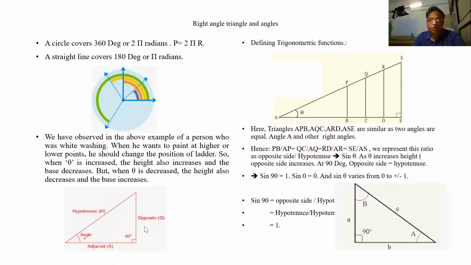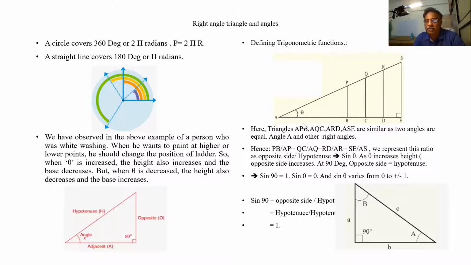So this ratio is vertical by hypotenuse. PB is vertical, by hypotenuse. Again, QC is vertical, AQ is hypotenuse. RD vertical, AR hypotenuse. So this vertical by hypotenuse we term as sine theta. So as vertical is more, my sine theta goes on increasing. Suppose vertical is at this point, so sine theta increases.